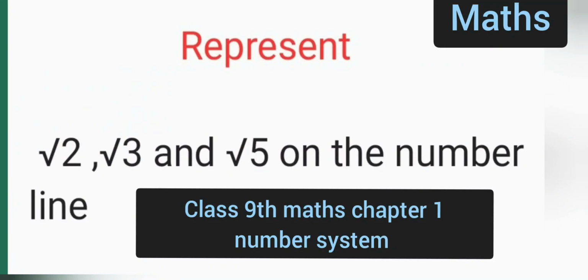This is a class 9 chapter 1 number system, and I am going to teach all of you how to represent root 2, root 3 and root 5 on the number line, okay? Or you can even say locate root 2, root 3 and root 5 on the number line. So let me start.